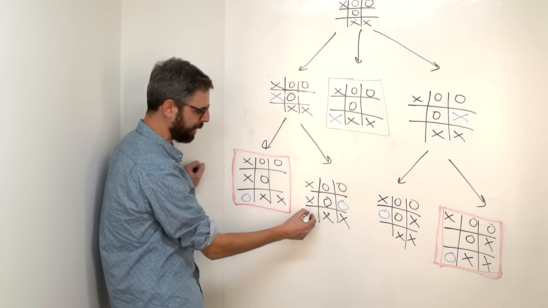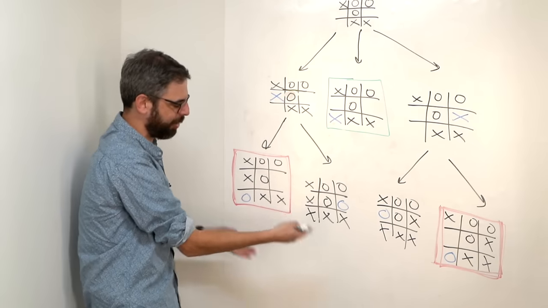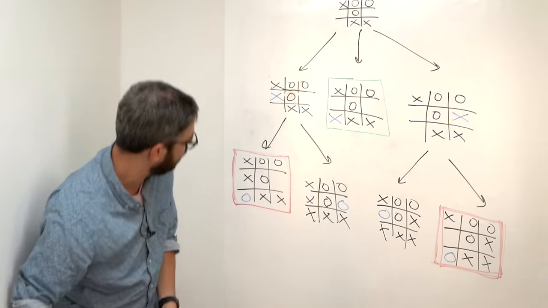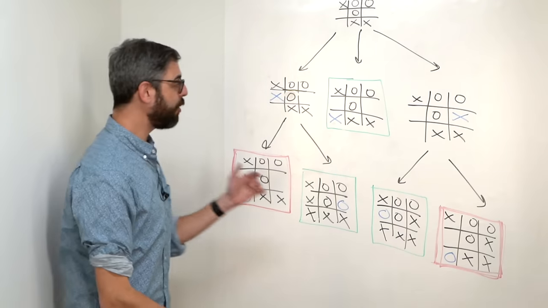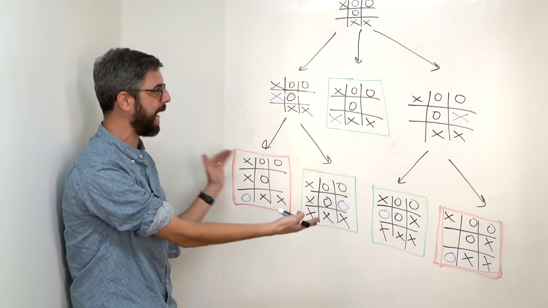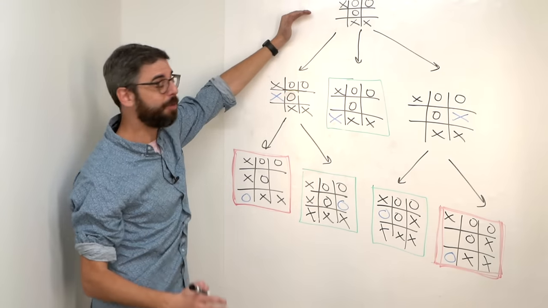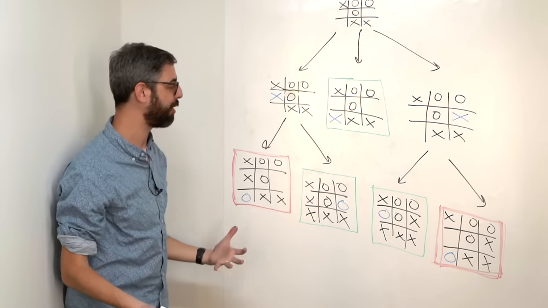But ultimately, I can just consider this as X has to go here. So these you could consider as terminal, in which case X will win. Now you see that I've visualized all the possible outcomes of the tic-tac-toe game based on this starting configuration. So how does X pick which path to go down?